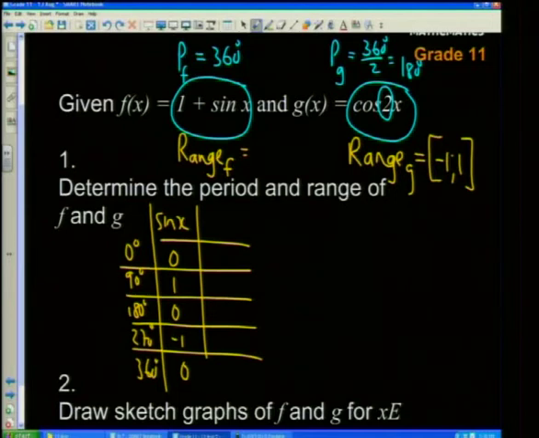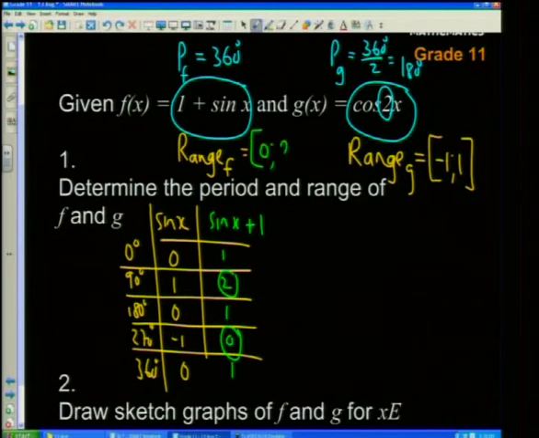Now I'm going to work out what sine x plus 1 is. I'm taking that value, I'm adding 1. I'm taking that value, I'm adding 1. I'm taking that value, adding 1, adding 1, and adding 1. Okay? So my graph, what is the smallest y value? It's 0. And what is the largest y value? It's 2. So my range for this graph goes from 0 all the way to 2. Smallest value first, from 0 to 2.